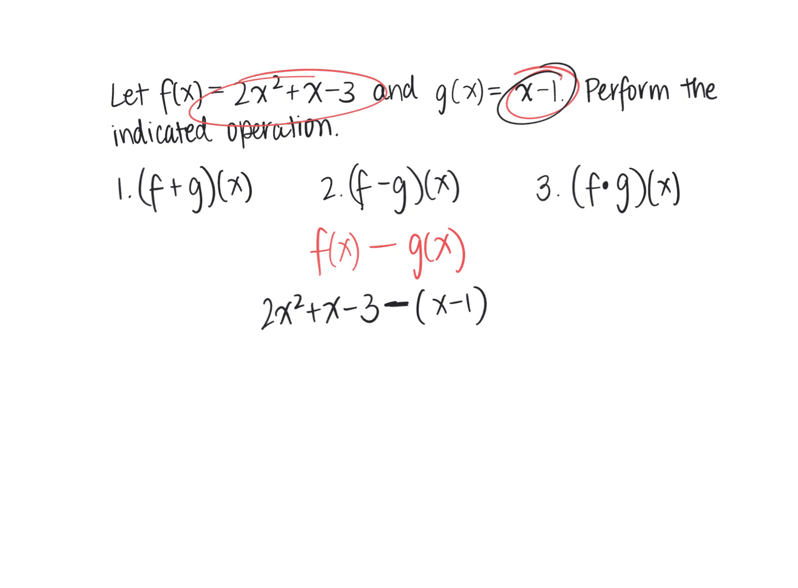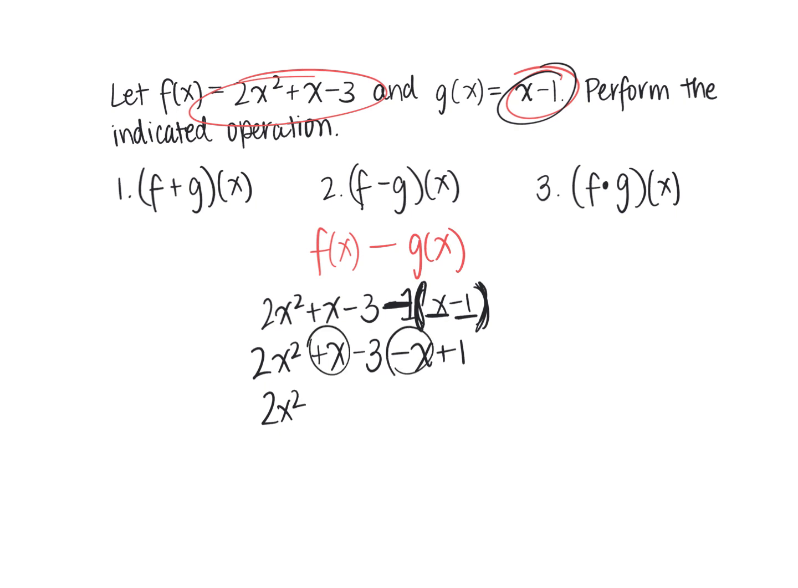So I'll write that in the next line. So 2x squared plus x minus 3 minus x, so minus x, and minus negative 1. When I'm doing minus a negative 1, I'm really just thinking about the opposite of negative 1, which is positive 1, so plus 1. You can also think of that as negative 1 times negative 1, which gives you a positive 1, okay? So that's why we put the parentheses around it when we're subtracting, because we have to remember to subtract both pieces.